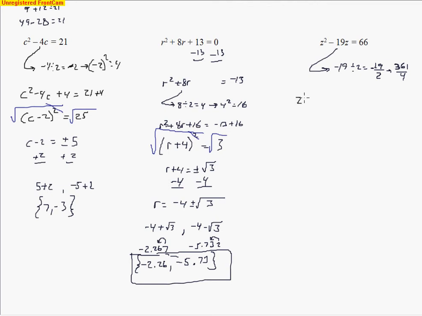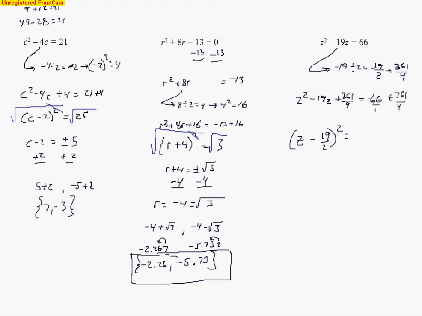So now we've got this, z squared minus 19z, and then I'm going to add on this 361 over 4 equals, and then I've got, well, 66 plus 361 over 4. And so now I've got the factored form I'm looking for. So this is going to be z, and then minus, and then it was whatever half the b term is, 19 halves, quantity squared.